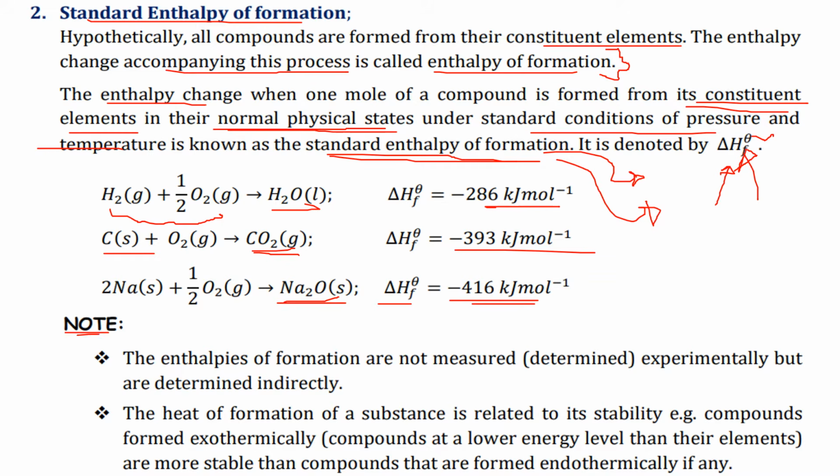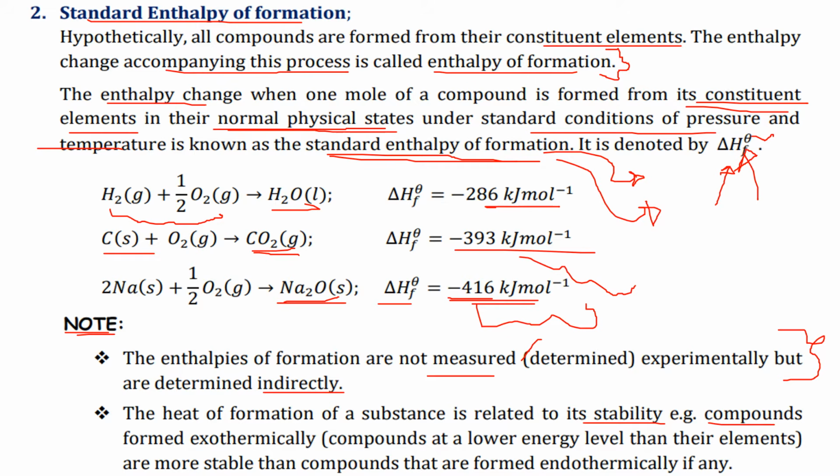Now we have made the note here that the enthalpies of formation are not measured or determined experimentally, but are determined indirectly, as we are going to be looking at in the calculations under it. And we are saying that here, the heat of formation of a substance is going to be related to how stable a compound is. That is to say, if you get the enthalpy of formation at the end of your calculations in terms of negative, that compound is going to be very stable. That's why we are saying that here.